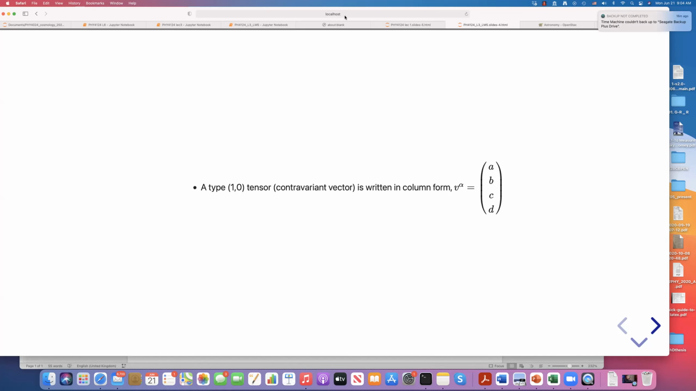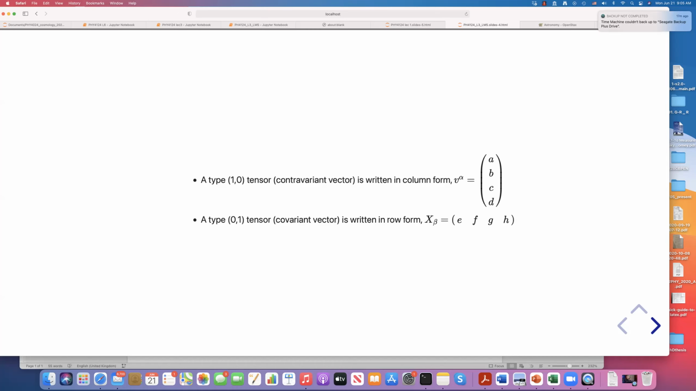Right now you can see a type 1, 0 tensor, which is a contravariant vector, which is written in the column form, right? Now this is a type 1, 0 tensor, and this is written as a column vector, right? So that's how you write a tensor V alpha. And then here is a type 0, 1 tensor, a covariant vector basically, which has 4 components, which is written in the row form X beta.